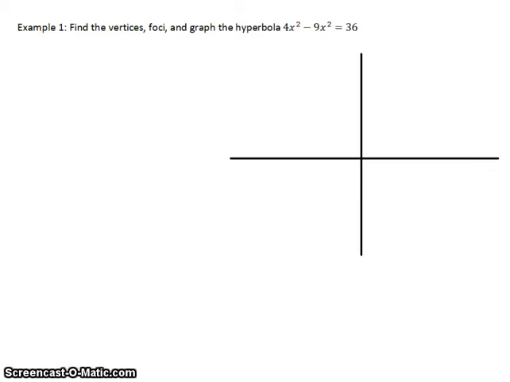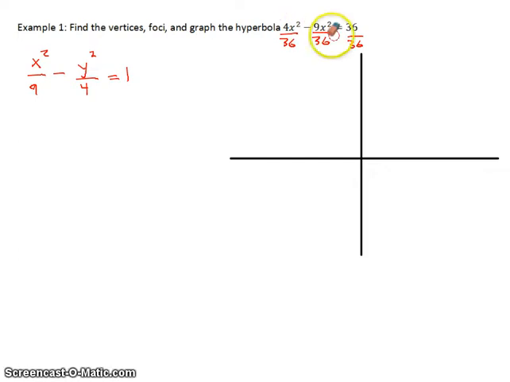Let's go ahead and get into it with example number 1. We want to find the vertices, foci, and graph the hyperbola. Well, first of all, we need to put this in the form of a hyperbola, and so that means that we need to divide everything by 36 so that we have a 1 to the right of the equation there. So here we have the equation of our hyperbola, and we want to graph this. We also want to identify the vertices and foci.